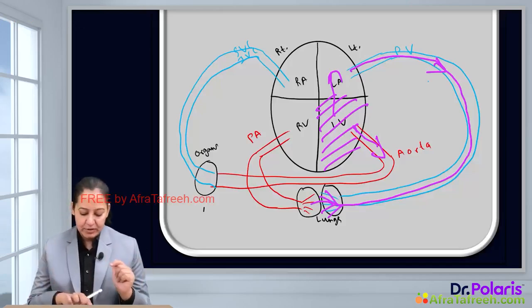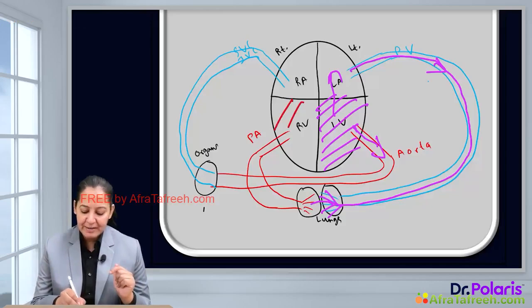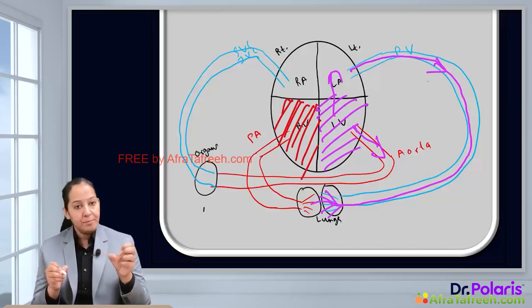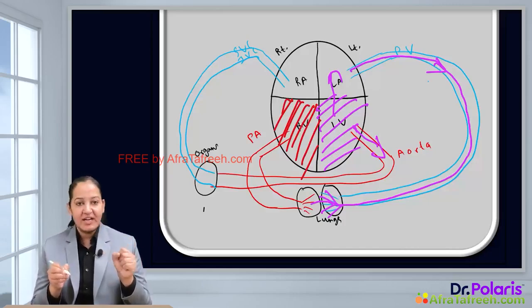Let's take another situation. What will happen if right heart failure takes place? Imagine the other situation. This is the right ventricle. It is not doing systole. It is not pumping properly. It is not ejecting the blood ahead.